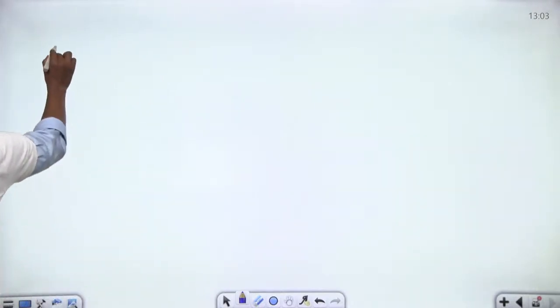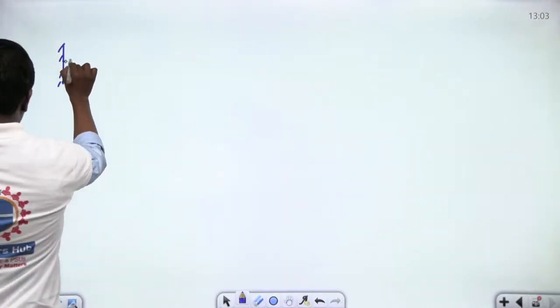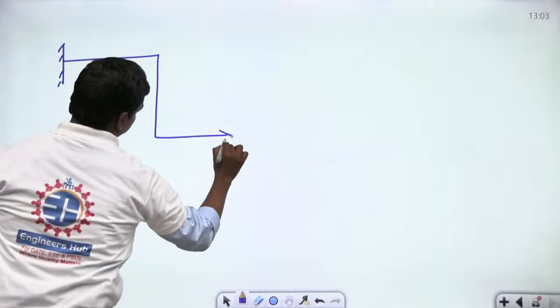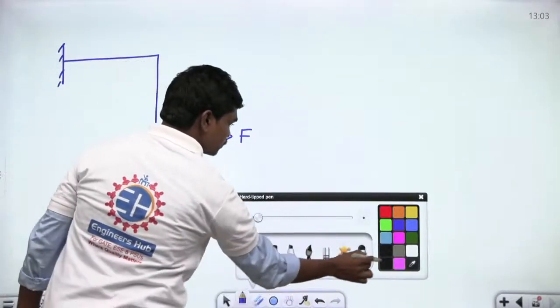Next, so there is one question which is something like this. So there is some force F that's acting on the bar.